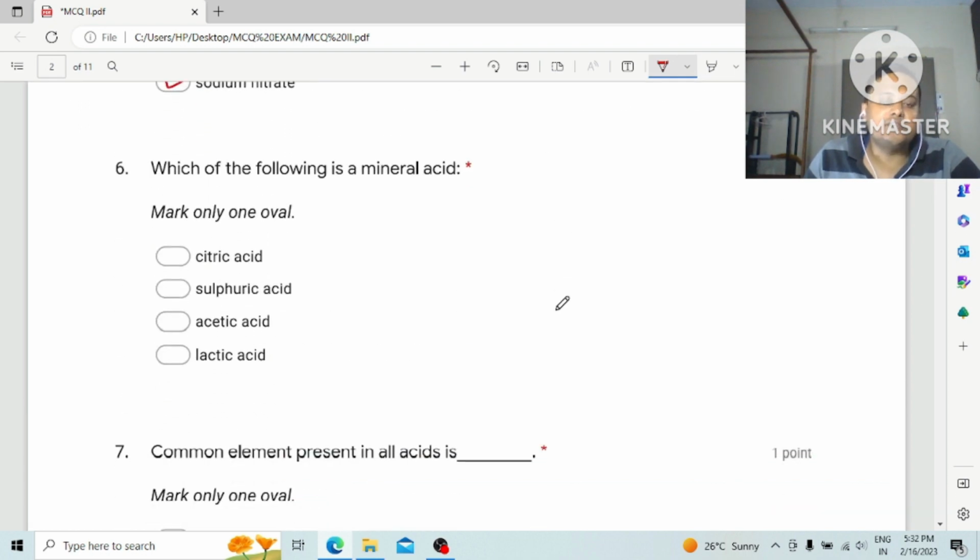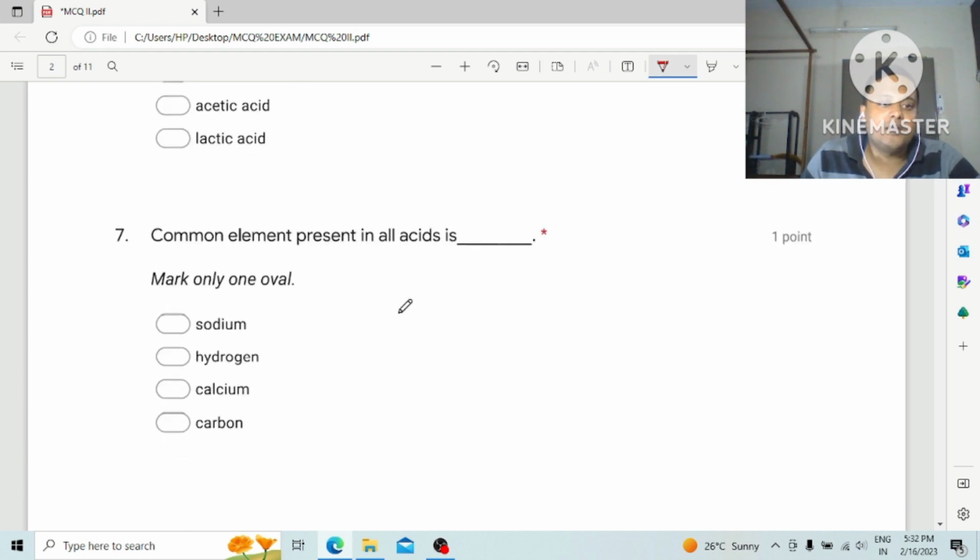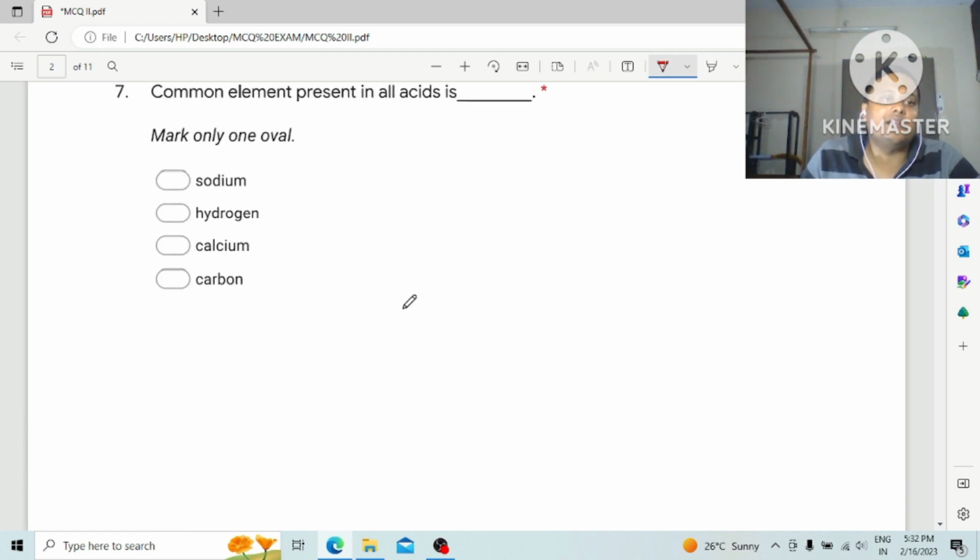Next, mineral acid, which we derive from a mineral. Sulfuric acid, nitric acid, phosphoric acid, all these are mineral acids. Generally mineral acids are strong acids. So what is the correct answer? Sulfuric acid. Next, the common element present in all acids: hydrogen. The correct answer is hydrogen.